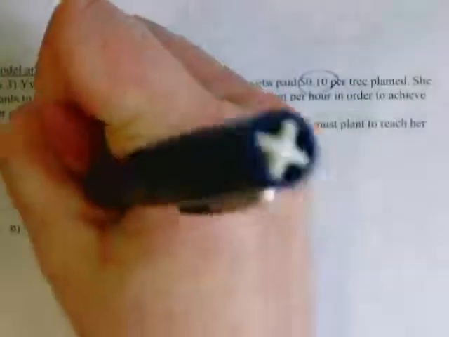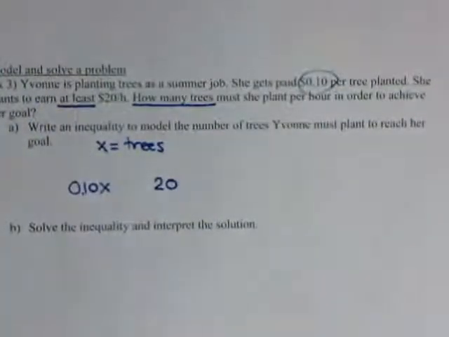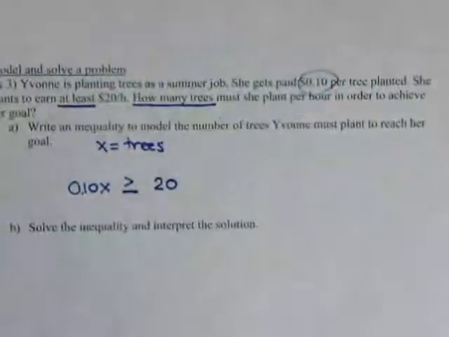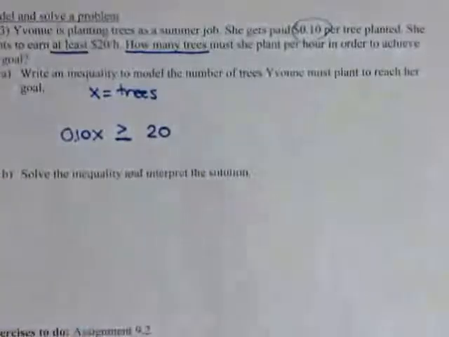So 0.10x. Now, at least, that means that she wants to make $20 an hour or more. So if I say or more, that is greater than $20. But she would be happy with $20 as well. So it can also be equal to 20. So x must be greater than or equal to 20. And that's how we figure out our inequality. Now, it says to solve the inequality and interpret the solution.